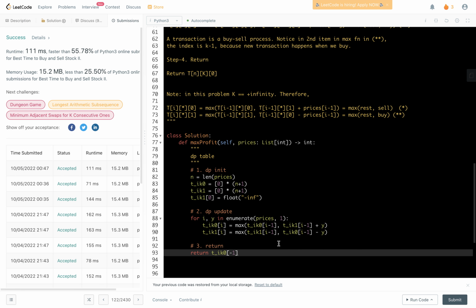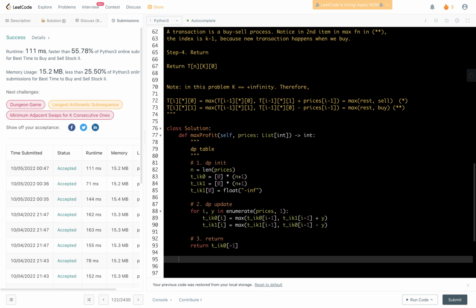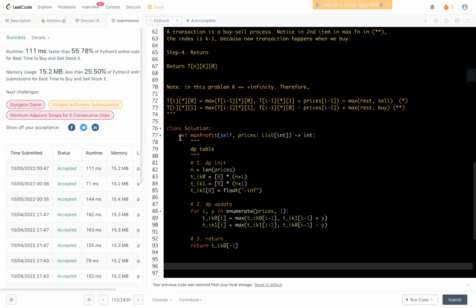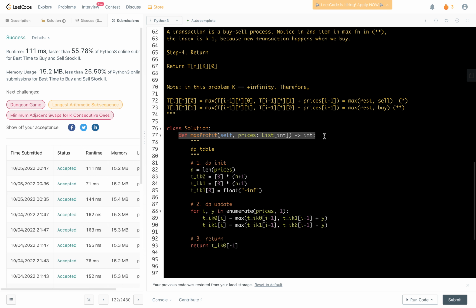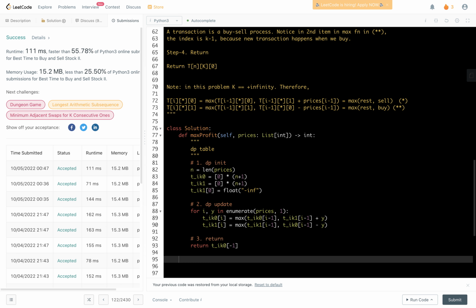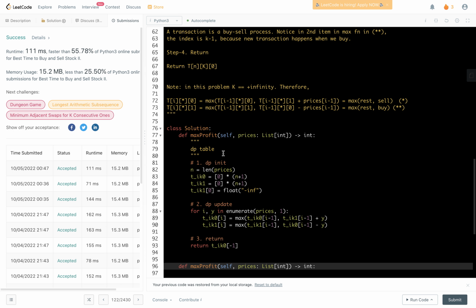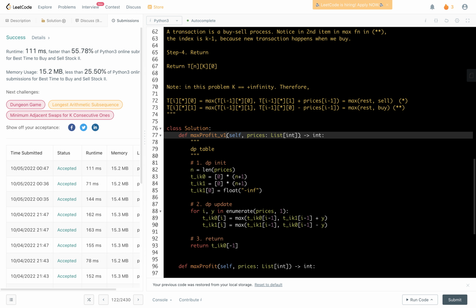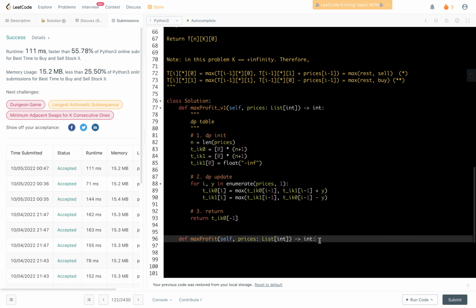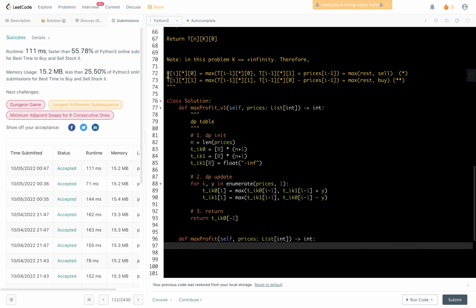Yeah, this passes a special case. Now let's look at the generic case. Yeah, it passes all the generic cases. So now let's write another format. We're going to copy this function signature and change this one to be version v1.